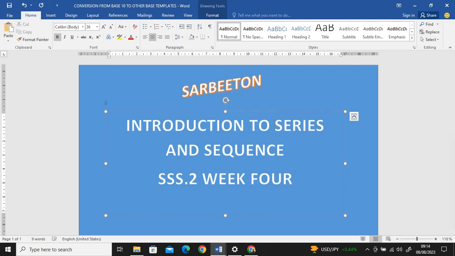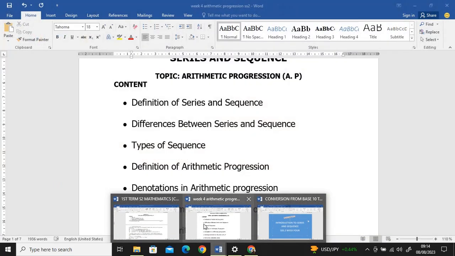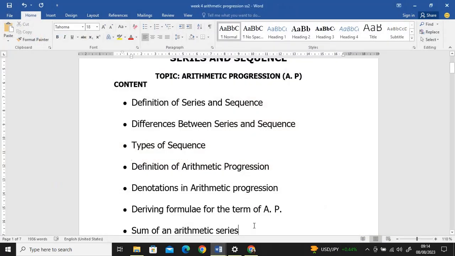We look at introduction to series and sequence. Now this is the note I have prepared for you. I will attach this note to the end of this particular tutorial.